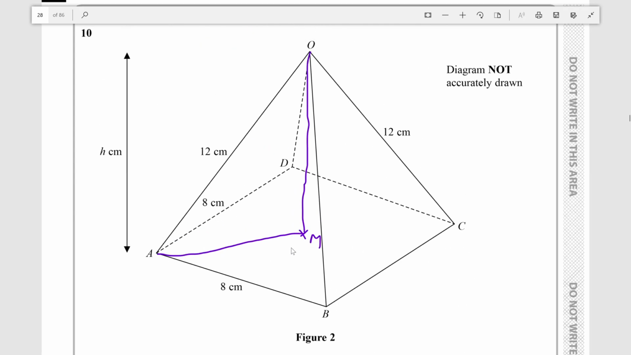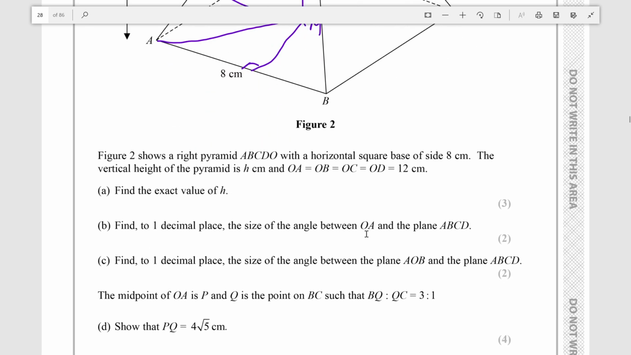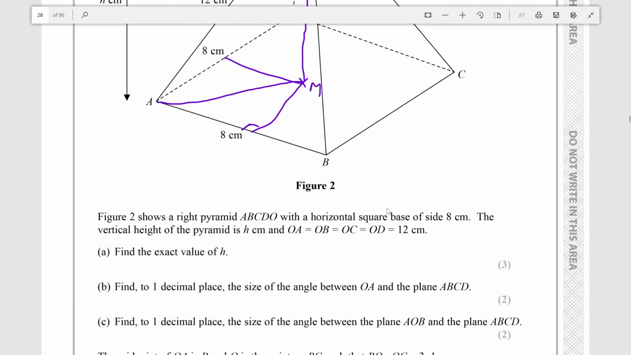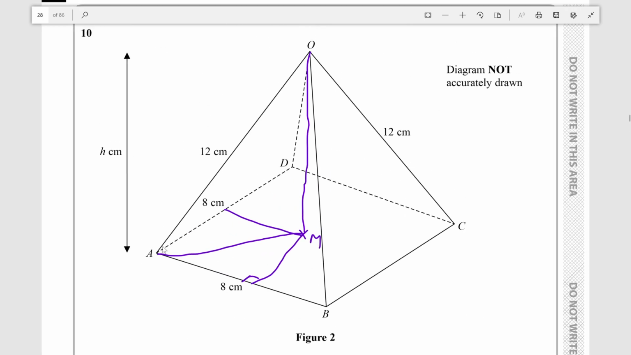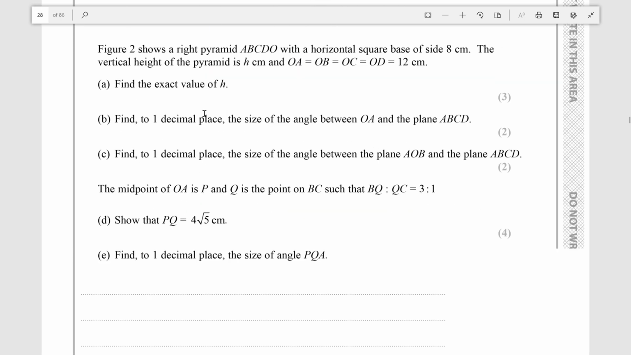We would find AM because it would be the square root of 4 squared plus 4 squared if we're looking at this right angle triangle here. So we'd find this, and then we can find this, and find the angle between OA and the plane ABCD. So it is this angle here, and since this is the adjacent side and this is the hypotenuse, so katoa, we can use the inverse cosine of this over this to get the angle.